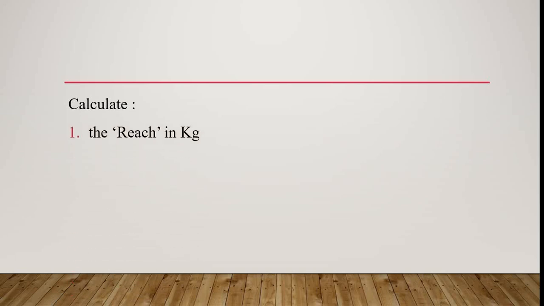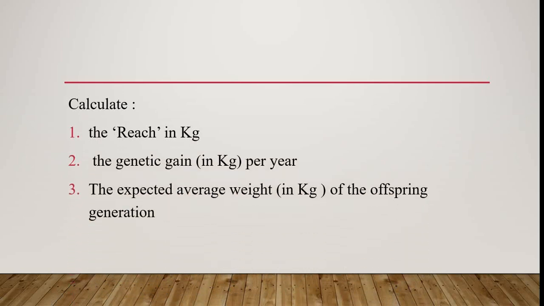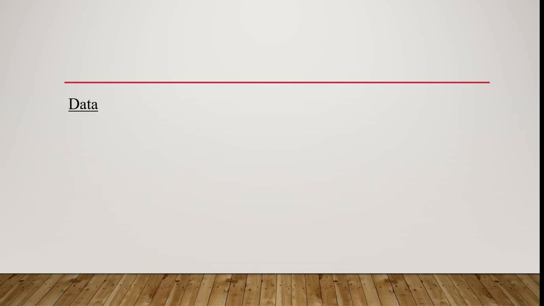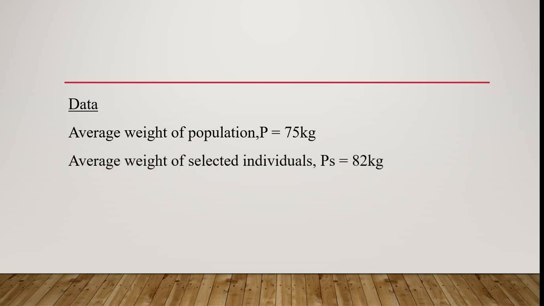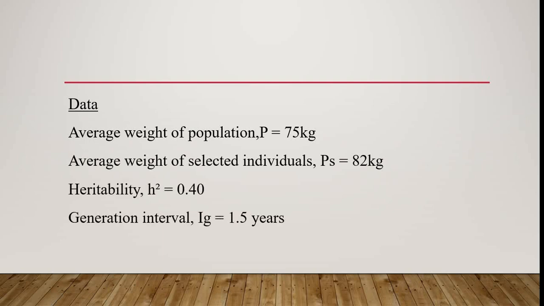We have to calculate one, the reach in kilograms, two, the genetic gain per year, and three, the expected average weight of the offspring generation. Now, let's move on to the solution. From the question, we have the average weight of the population to be 75 kilograms, the average weight of the selected individuals to be 82 kilograms, the heritability to be 0.4, and the generation interval to be 1.5 years. Now, this data is enough for us to calculate what was demanded in the question. We are first to calculate the reach, right?